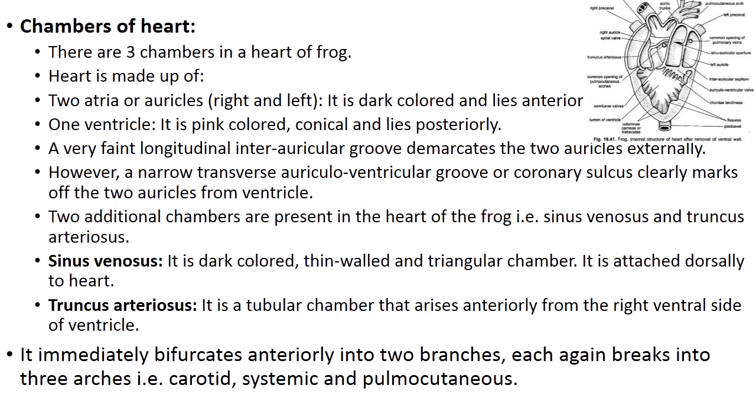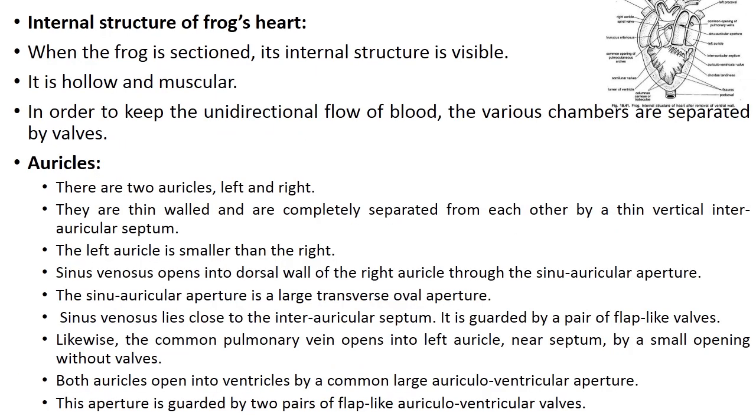The sinus venosus is a dark colored, thin walled, triangular chamber. It is attached dorsally to the heart. The truncus arteriosus is a tubular chamber that arises anteriorly from the right ventral side of the ventricle. It immediately bifurcates anteriorly into two branches, which again break into three arches: the carotid, systemic and pulmocutaneous arch. When the frog is sectioned, its internal structure is visible. It is hollow and muscular, and in order to keep the unidirectional flow of blood, the various chambers are separated by valves. Auricles: there are two auricles, left and right.